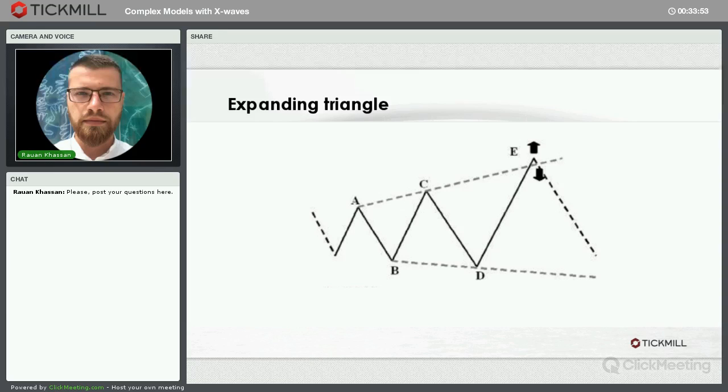Regarding the signal lines, expanding triangle has got three of them. The first connects the start of the Elliott wave figure and is called 0B. The second connects the ends of waves A and C. And finally, the major signal line connects waves B and D.